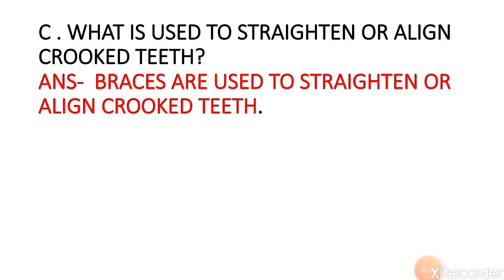Next, C. What is used to straighten or align crooked teeth? For this, the answer is braces. Braces are used to straighten or align crooked teeth. So, with the help of technology, the crooked teeth also get straightened. For this, we will have to visit the dentist. The dentist uses braces for the crooked teeth.